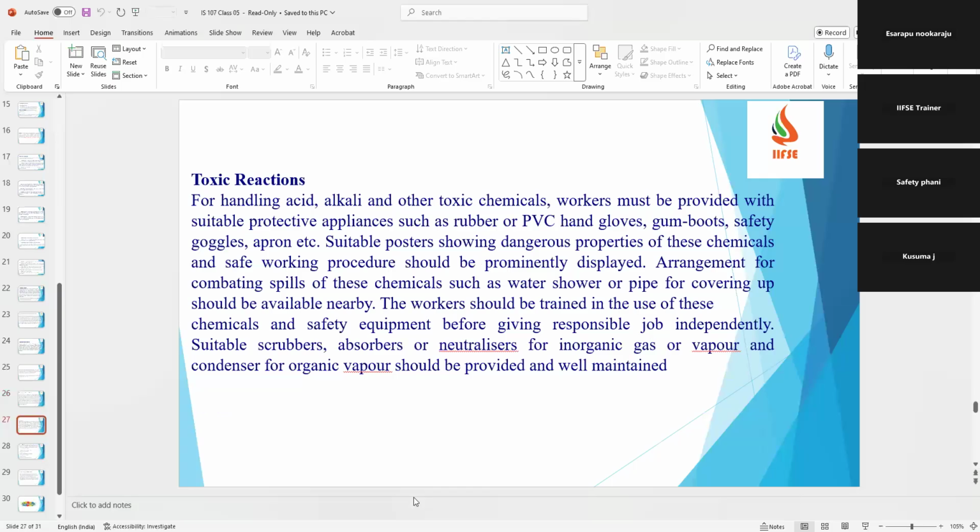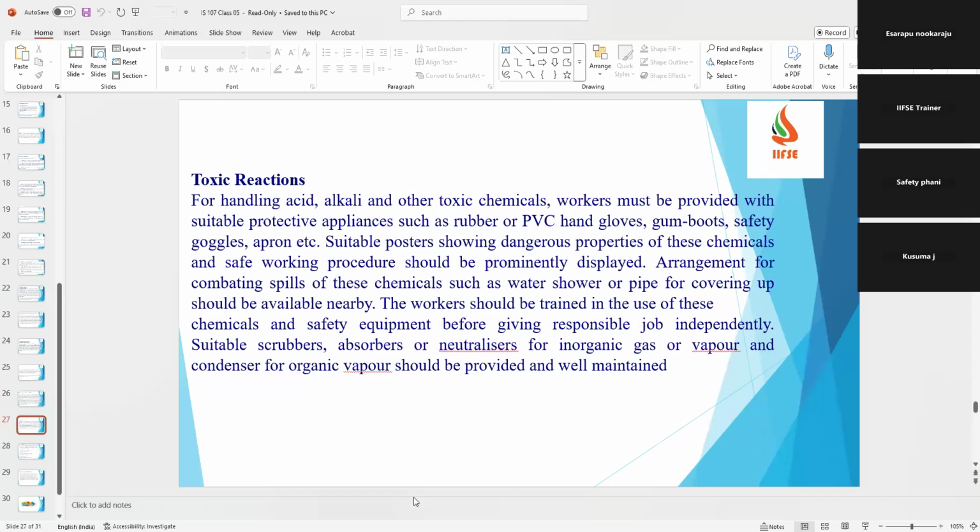Then toxic reactions. For handling acids, alkalis or other toxic chemicals, workers must be provided with suitable protective appliances such as rubber or PVC hand gloves, gumboots, safety goggles, apron, etc., and suitable posters showing dangerous properties of these chemicals, and also safe working procedures should be prominently displayed.